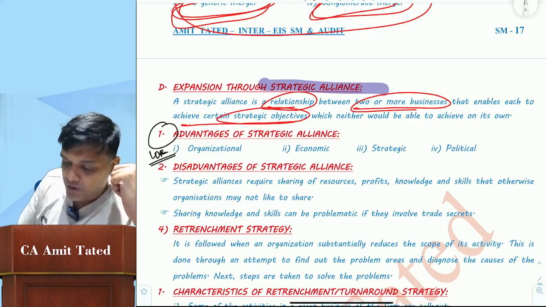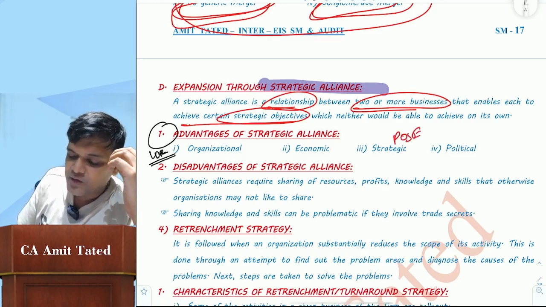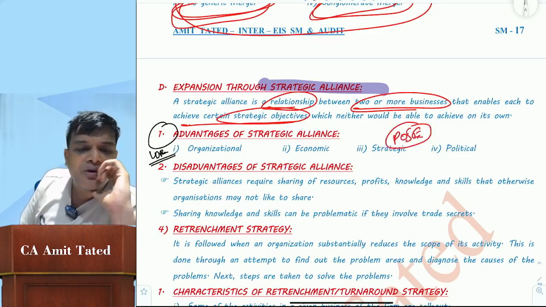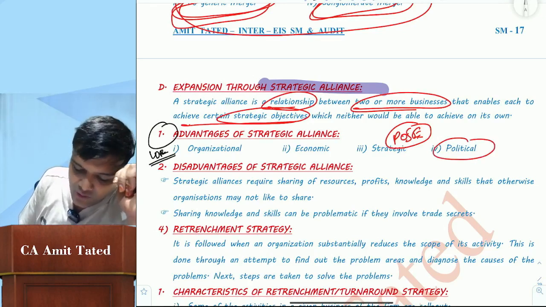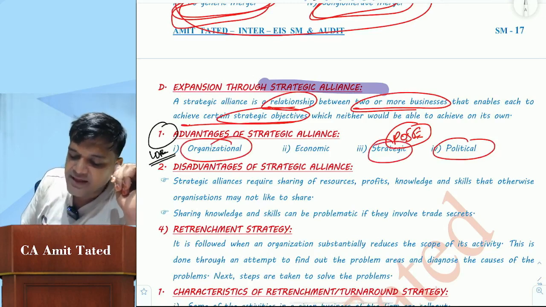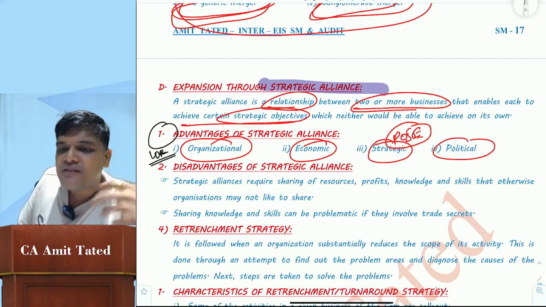The answer can be, okay, here I will use a short form. I never use short forms, you will never come across me using them, but for a few of the questions I may use one. That is called POSE. POSE means P for political, O for organizational, S for strategic, and E for economic. Okay, so why do you enter a strategic alliance? What is the reason for entering a strategic alliance?